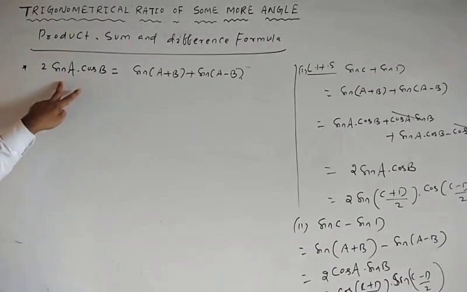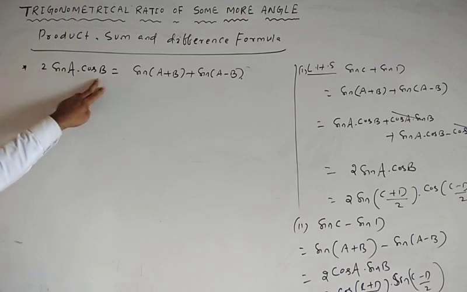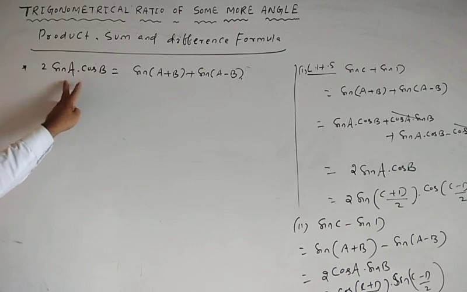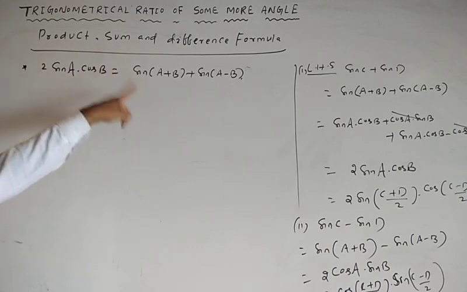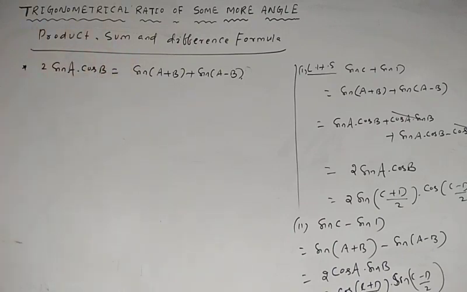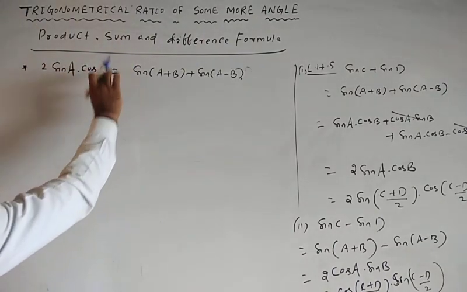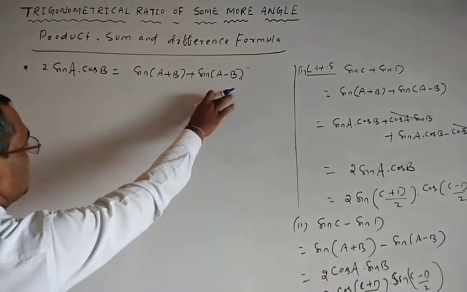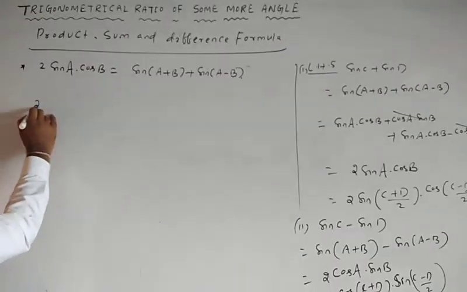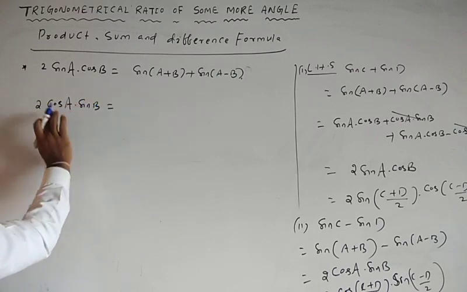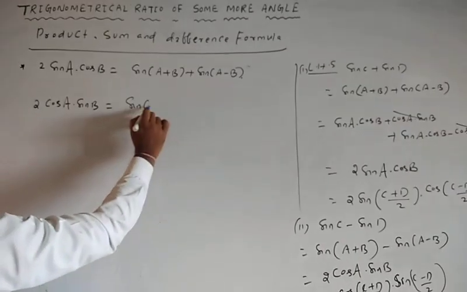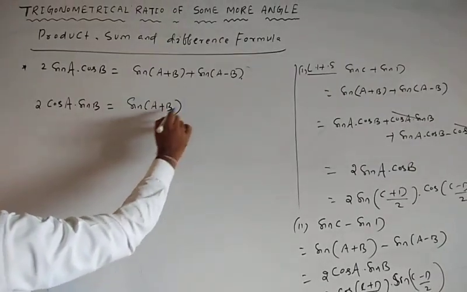If both angles are the same, then 2 sin A into cos A means you have to write sin 2A, but here a different angle is there. So when a different angle is there, we replace it with this formula: 2 sin A cos B is equal to sin A plus B plus sin A minus B. Next, 2 cos A sin B means sin A plus B minus sin A minus B.